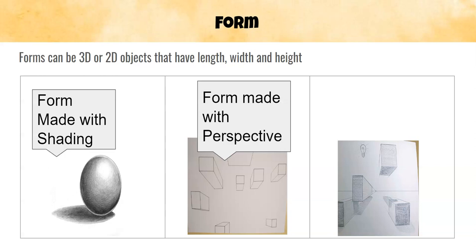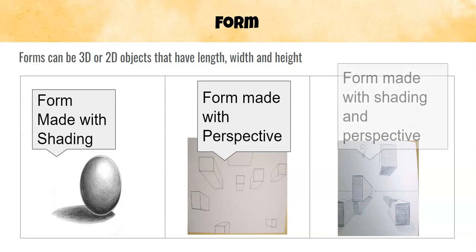The final way, as you might have guessed, because there's only one more thing to glue, is forms made with shading and perspective. So you can combine the two techniques together to make your most realistic kind of drawings. And that is the notes for space and form.